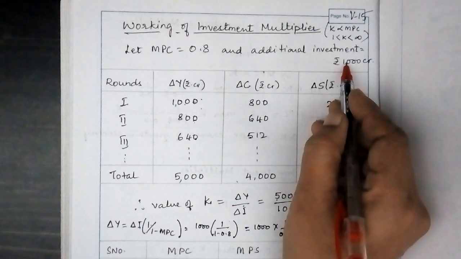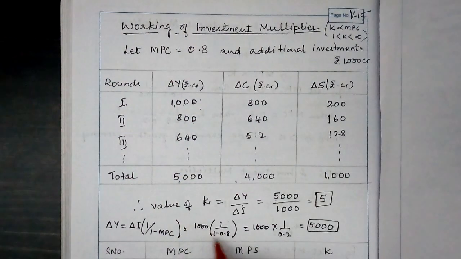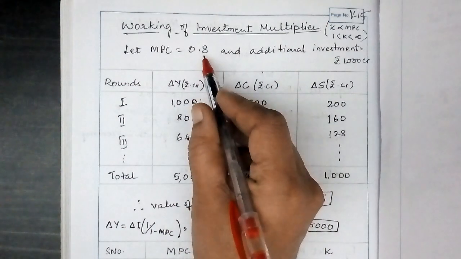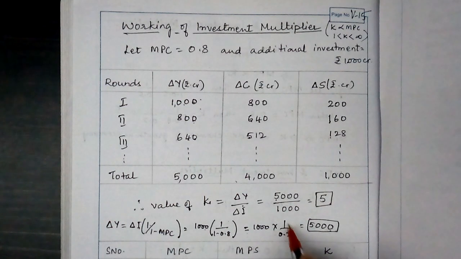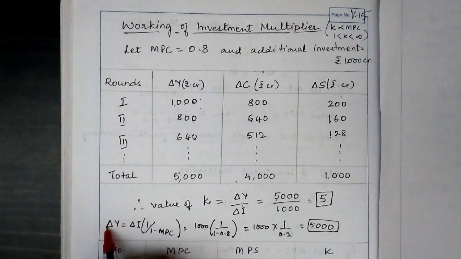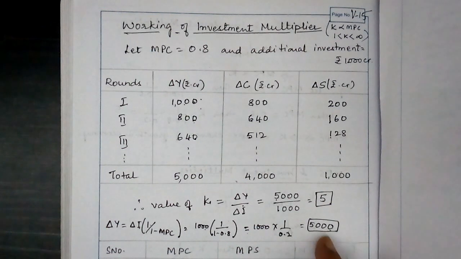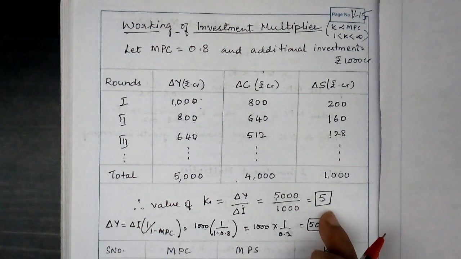Putting the values of delta I, what is delta I? The additional investment, 1000 crore, into 1 by 1 minus MPC, which is given as 0.8. Put 0.8. This is equal to 1000 into 1 by 0.2, and the value of this is 5. So 5 into 1000 gives us 5000. So that's how you calculate the change in income. So the change in income divided by change in investment gives us the value of the multiplier.